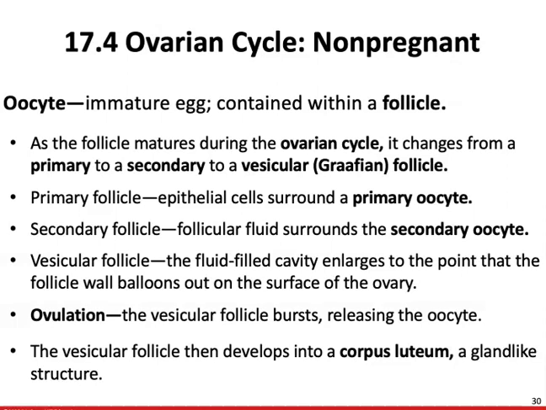A primary follicle is going to produce estrogen. A secondary follicle is going to produce estrogen and some progesterone. That corpus luteum is responsible for producing progesterone primarily and some small amounts of estrogen.